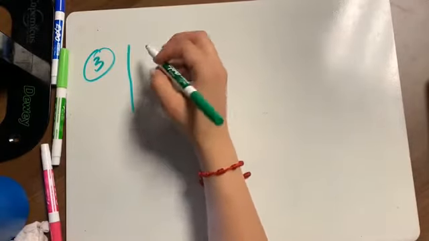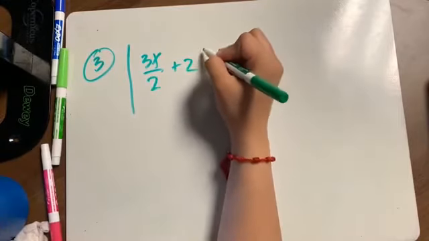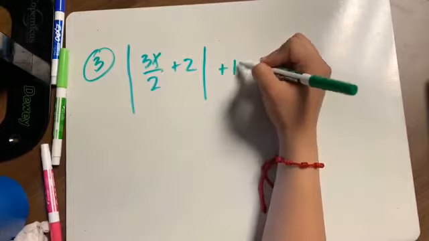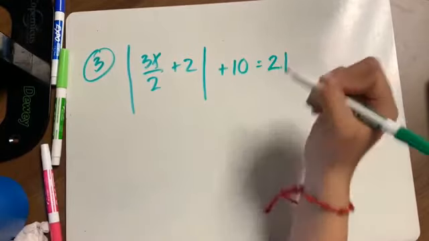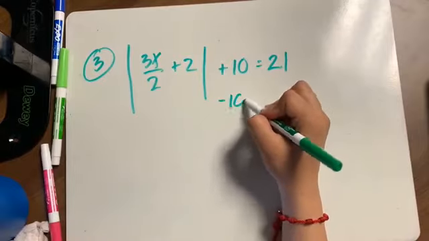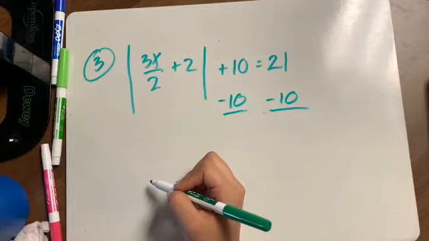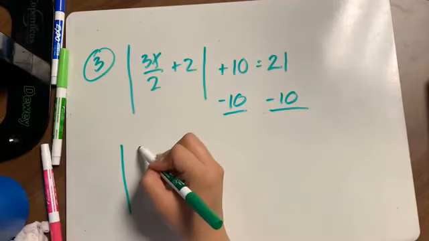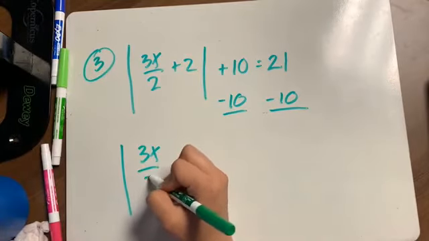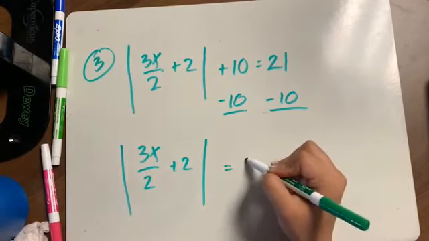In our third and final problem, we will solve for x in the equation absolute value of 3x over 2 plus 2 absolute value plus 10 equals 21. Our first step is to subtract 10 on both sides of the equation. This will get rid of the 10 that is being added in the original problem. Now you are left with the absolute value of 3x over 2 plus 2 equals 11.